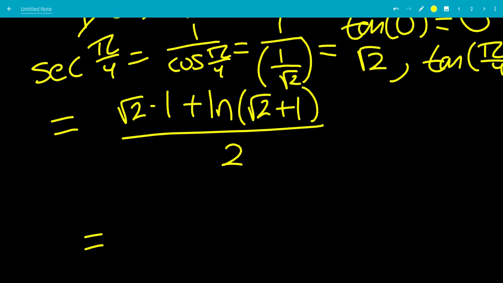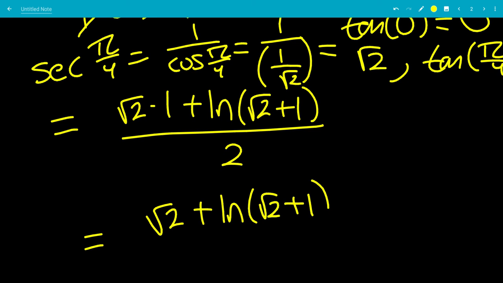So just simplifying it a little bit, this would be the square root of 2 plus ln of square root of 2 plus 1, and now multiply by 1/2.